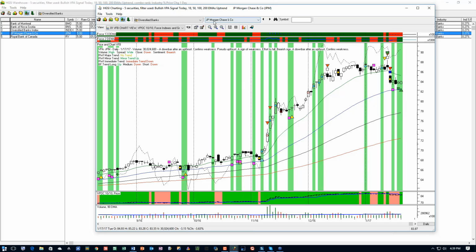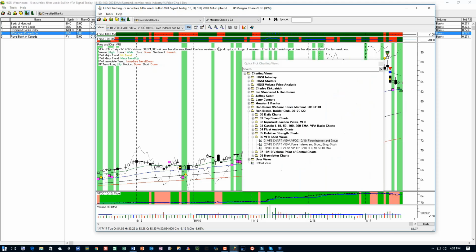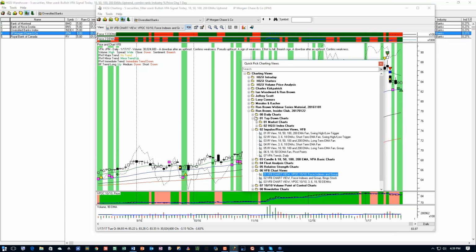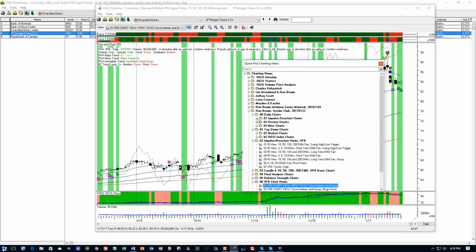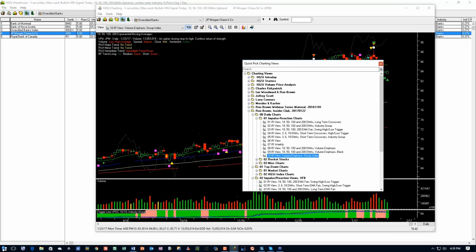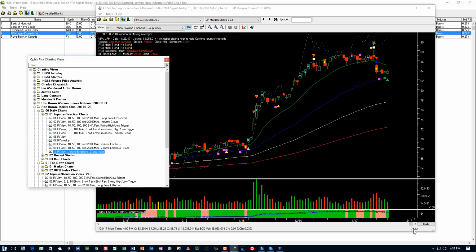Let's go back to this other flag. What am I doing here? Here's what I'm looking for. Let's just go to this one right here. This one right here. And you can see why I just want some charts with volume bars only. I want to see what the volume's doing.